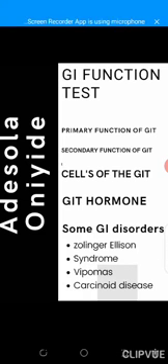Part 1 of the video covers the primary function of the GIT, the secondary function of the GIT, the cells of the GIT, and then the GIT hormones. Then we start the conversation on GI disorders. And in this edition, we pick 3: Zollinger-Ellison syndrome, VIPoma, then carcinoid disease.